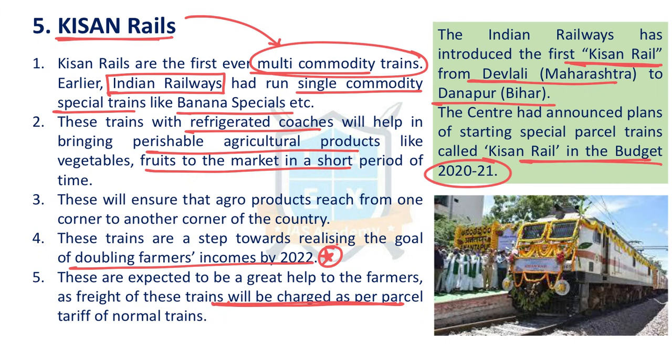And there is no upper limit. There is no minimum limit or upper limit for the commodity transportation. Earlier, for a single commodity, you had to transport a minimum number of tons, so there was a limit. Now there is no minimum limit. This is the significant point of this.